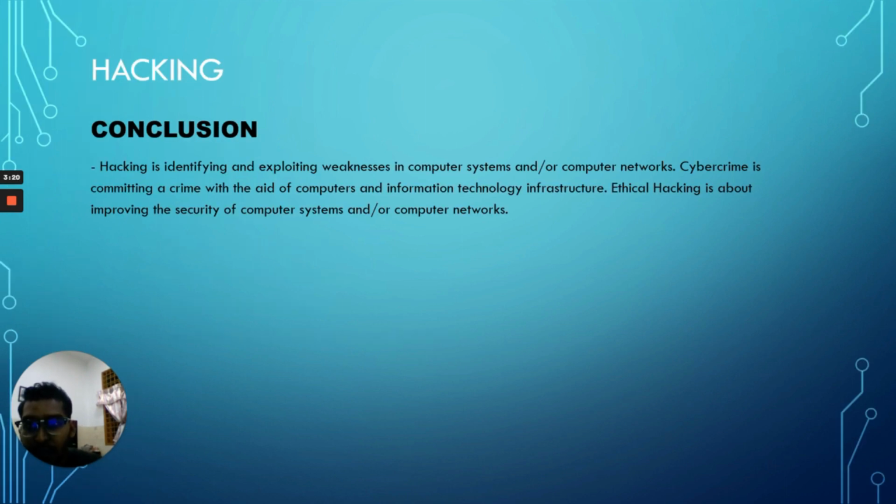Lastly is the conclusion. Hacking is identifying and exploiting weakness in a computer system or computer network. Cybercrime is committing a crime with the aid of computers and information technology infrastructure. Ethical hacking is about improving the security of computer systems and or computer networks. Ethical hacking is legal.